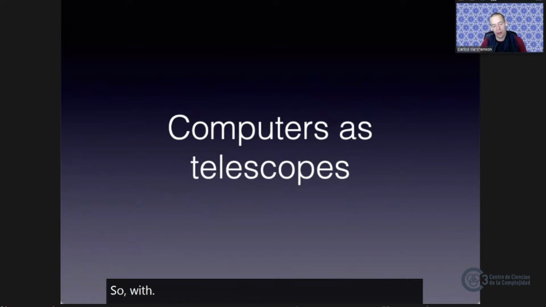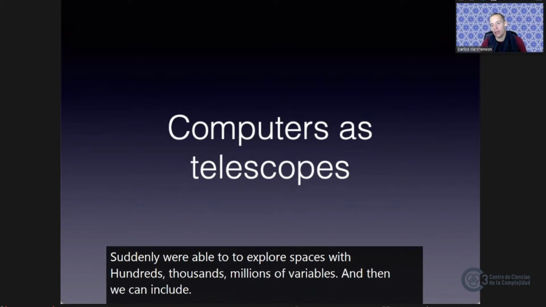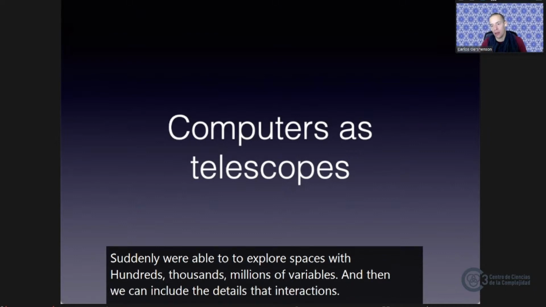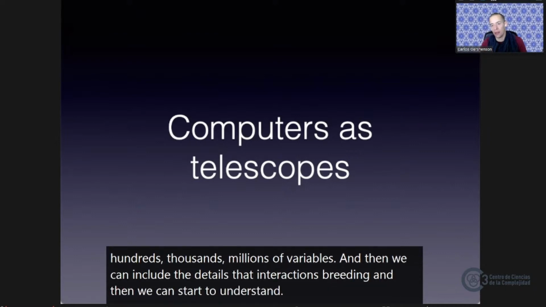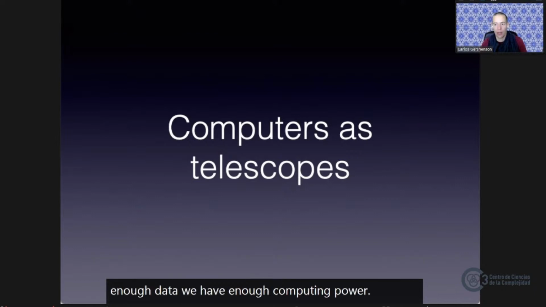with computers, suddenly we are able to explore spaces with hundreds, thousands, millions of variables. And then we can include the details that interactions bring. And then we can start to understand complexity better. And only, let's say, in the last decade, we have enough data and we have enough computing power to start including more details into our models.